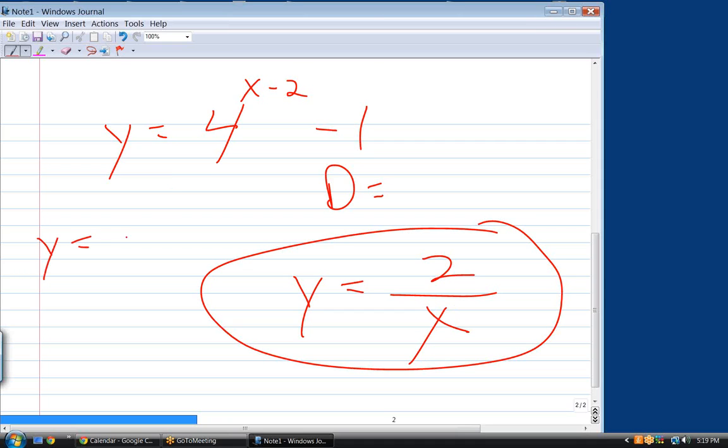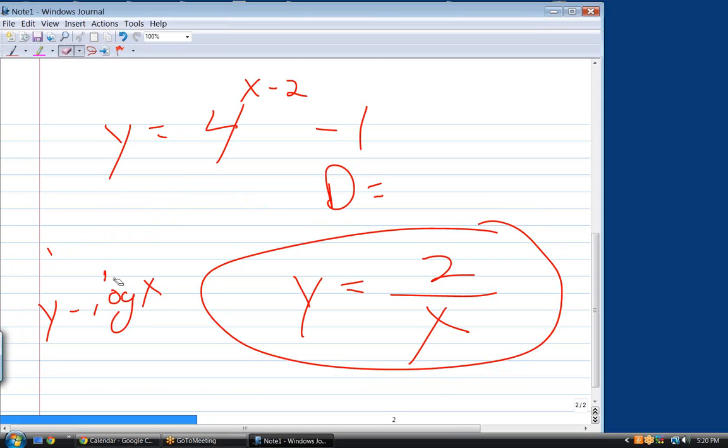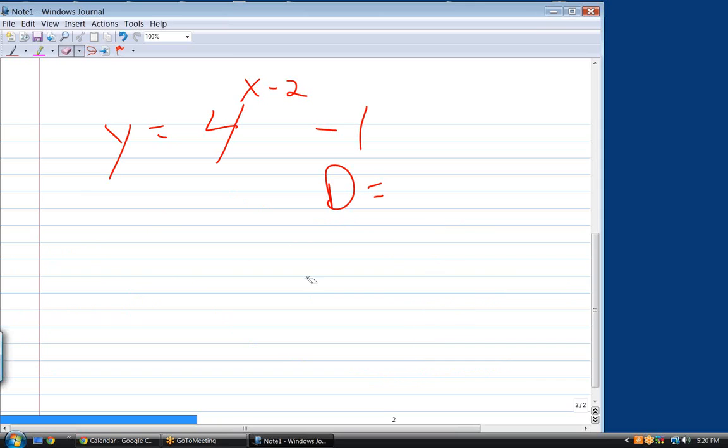Or if I said y equals square root of x, then x has to be greater than or equal to 0. Or if I said y equal log of x, x has to be greater than 0. It cannot even be equal to 0. So here's 3 cases where domain is restricted, but it's not hard to figure out the restriction. And that's generally the case. So the way to figure out domain problems is to look and see, is there anything that it can't be? No. So all reals.